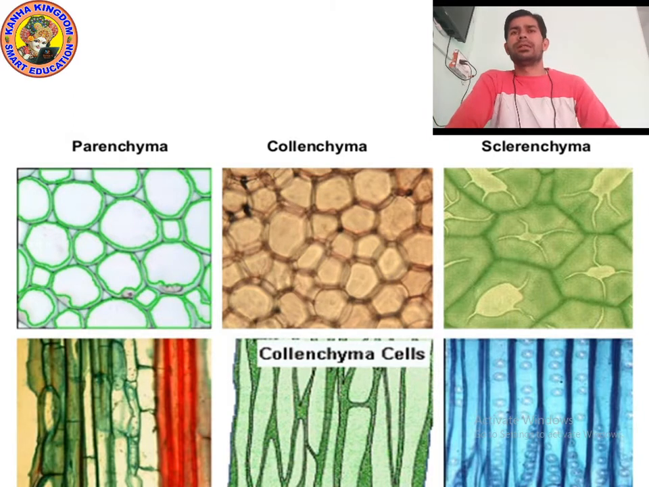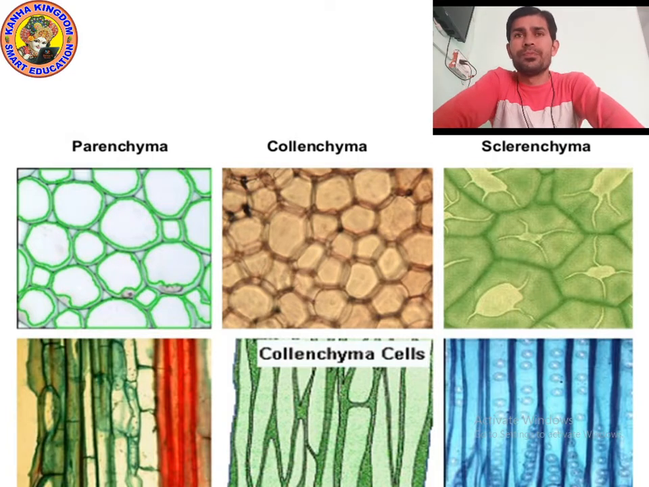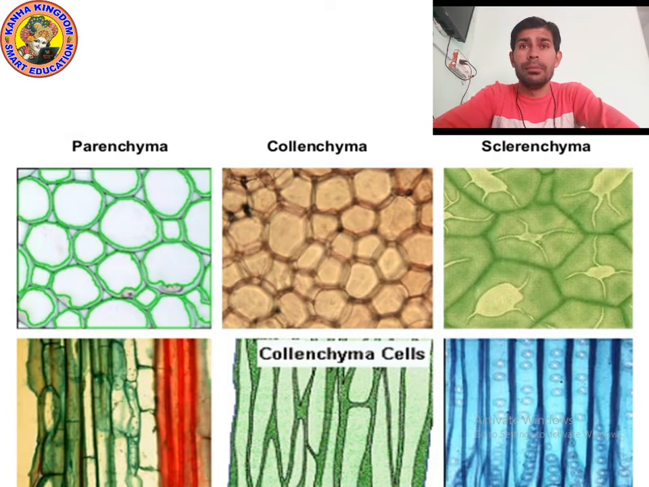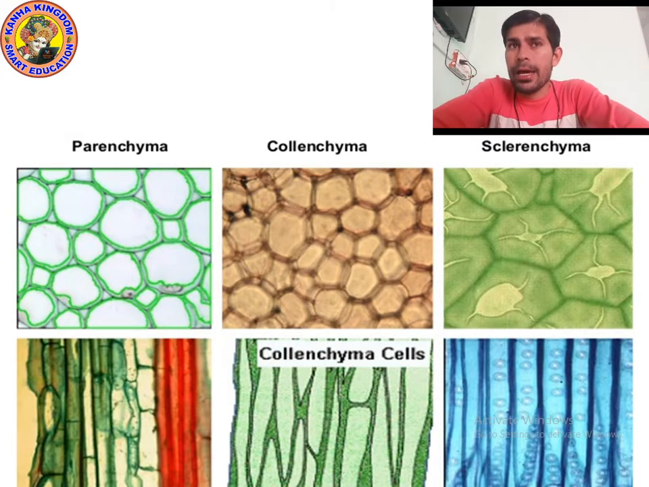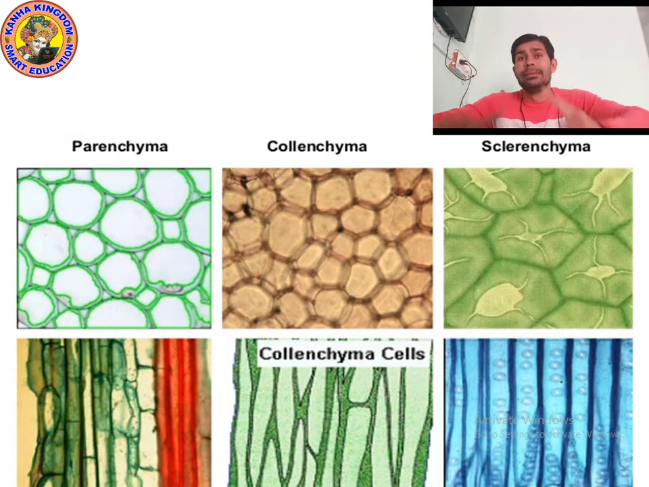And you know that plant tissues are of two types. Yes, meristematic tissue and permanent tissue. So there are two types of plant tissue. Meristematic tissues can be divided into three categories: apical tissue, intercalary tissue, and lateral tissue. And permanent tissue can be divided into two categories: simple permanent tissue and complex permanent tissue.